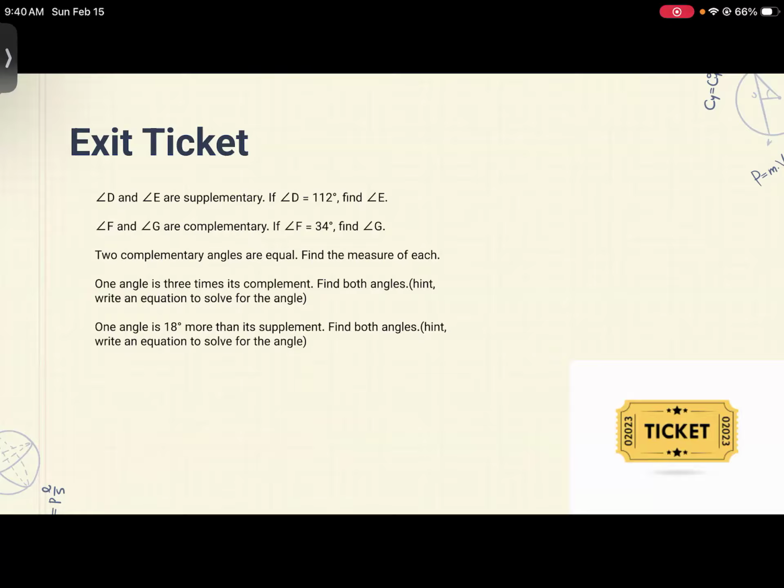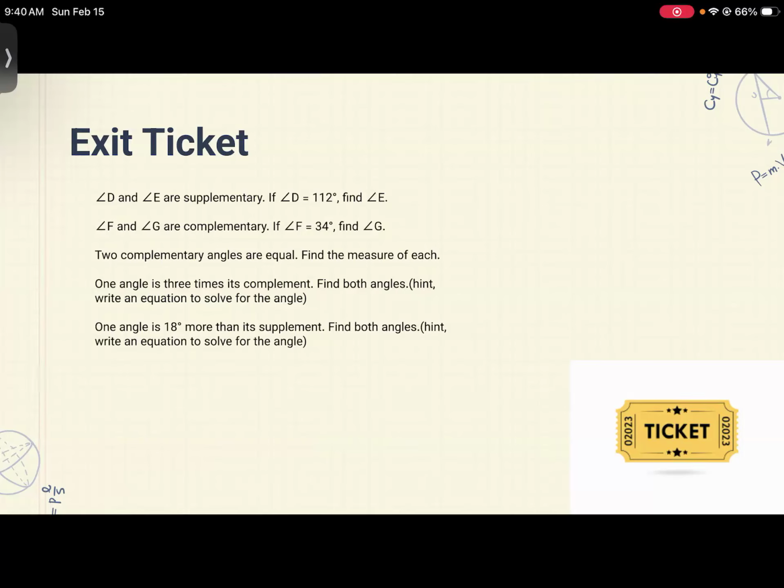Now, if this is a complementary angle, we can just do 90 divided by x plus 3x, 4x, and then we can get it to be 22.5 degrees for x. Now, what this means is that 22.5 degrees is one of the angles, and the other angle is 67.5 degrees.